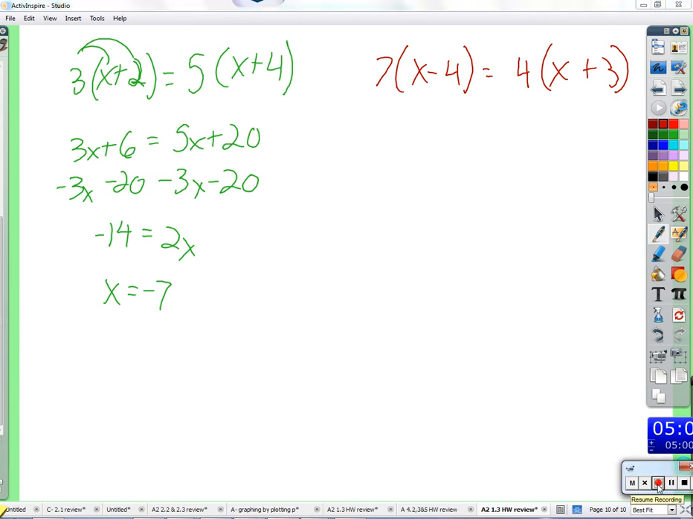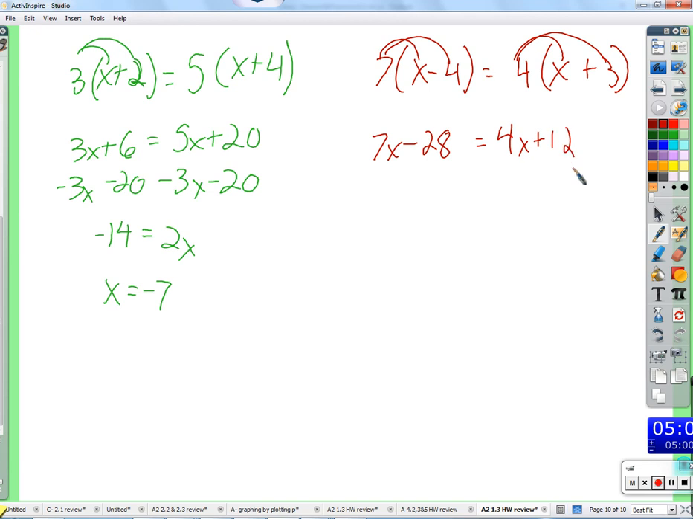It's just like before, I'm going to distribute in both cases, 7x minus 28 equals 4x plus 12. I'll subtract 4x. I always like to subtract or add x's in such a way that whenever I'm done, the x's, whether they're on the left or right, are positive. So I got 3x on this side, so on the other side of the equation, I would like to have numbers. Add 28. We get 40, yes? We divide by 3. X is equal to 40 over 3.